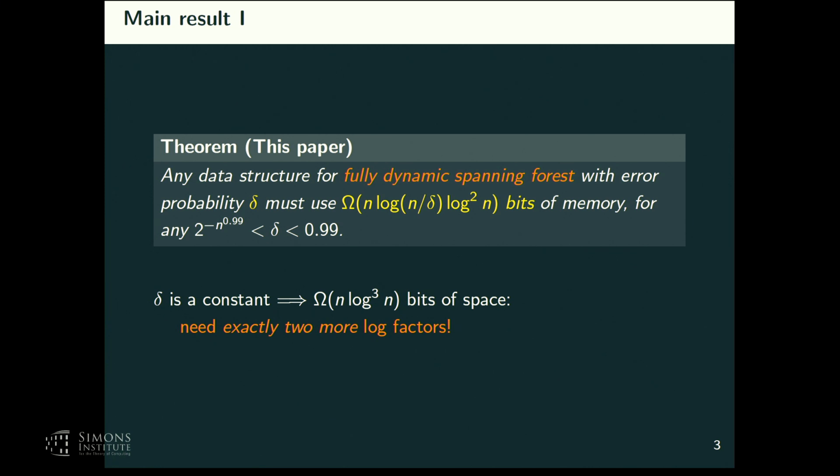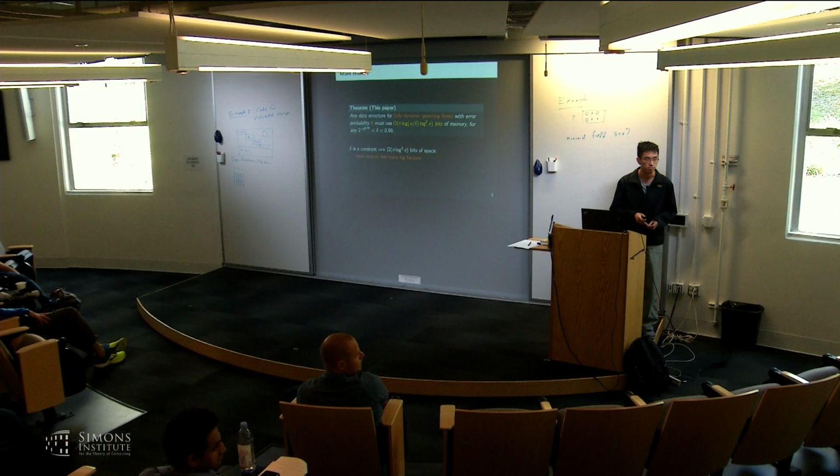Questions? Just to understand the comment about error probability 2 to the minus n, are you claiming that the lower bound is n² at that time? I think so. This theorem doesn't say anything about that regime, but I think n² is a lower bound.